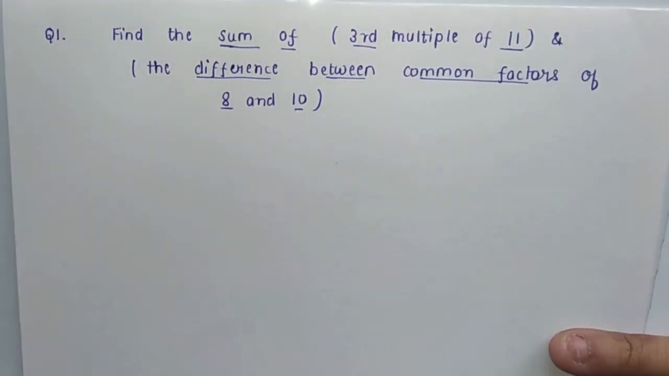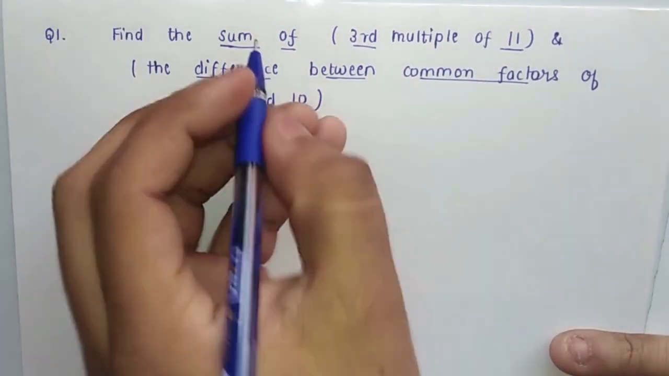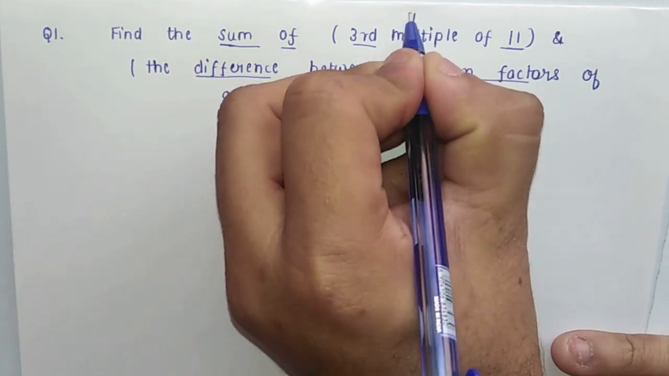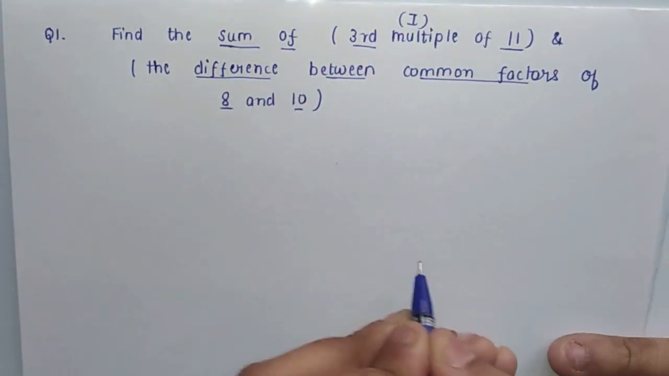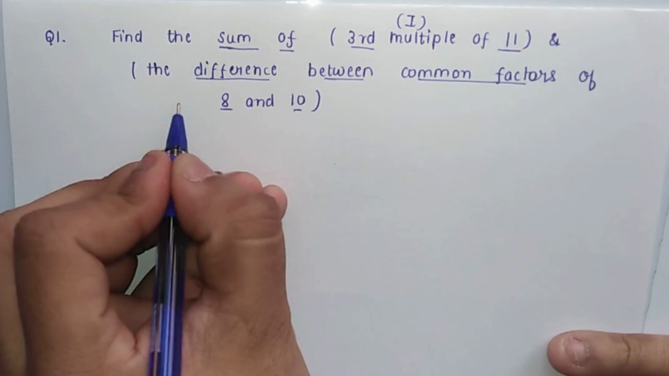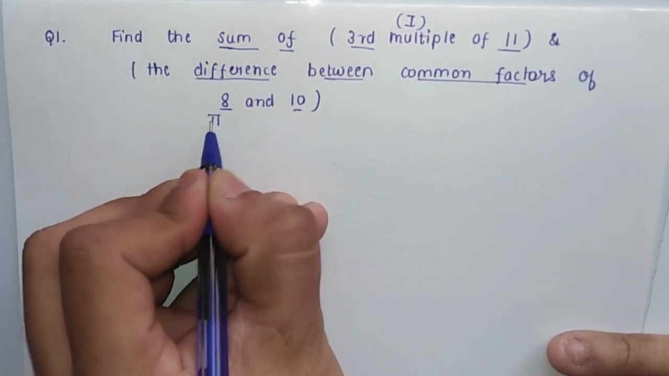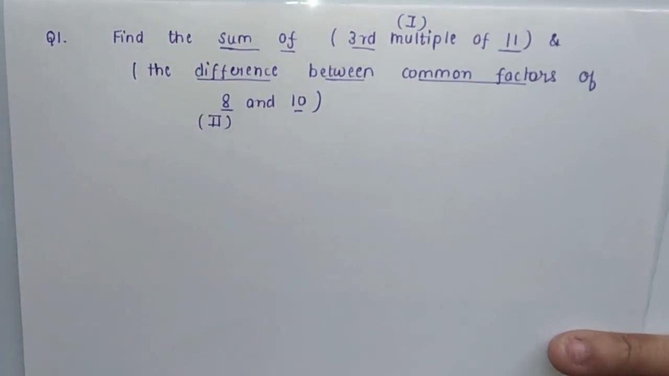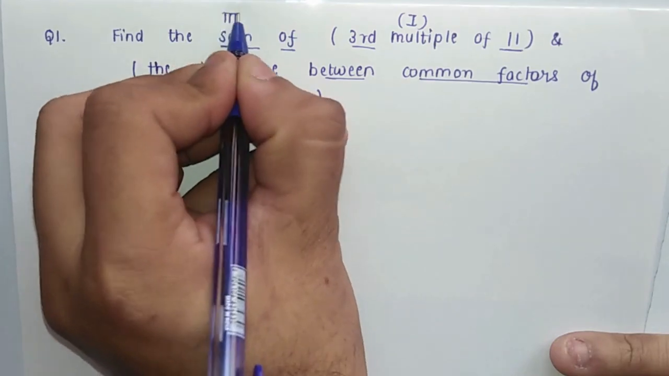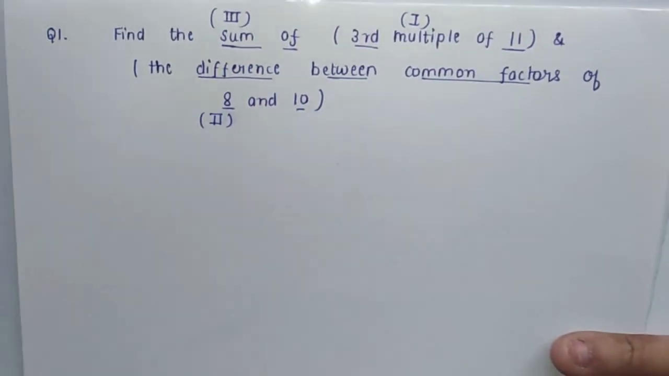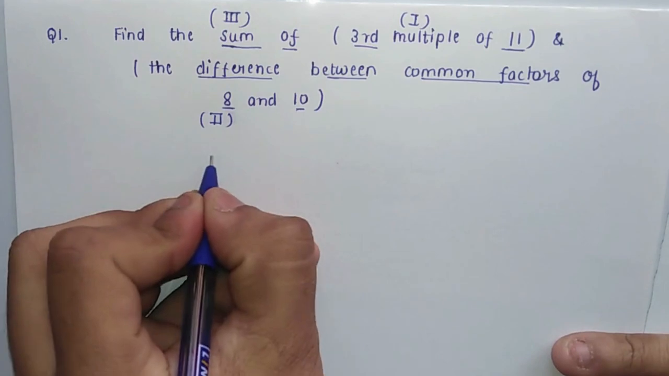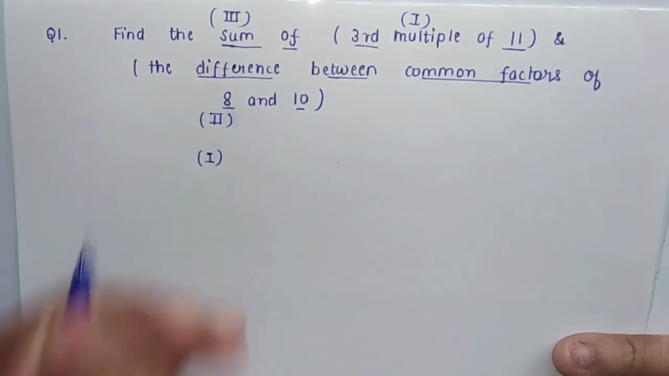So in this question we have to calculate three things. First, we have to calculate the third multiple of 11. Second, we have to calculate the difference between the common factors of 8 and 10, and then we have to calculate the sum for all of these. So let's take part number first.